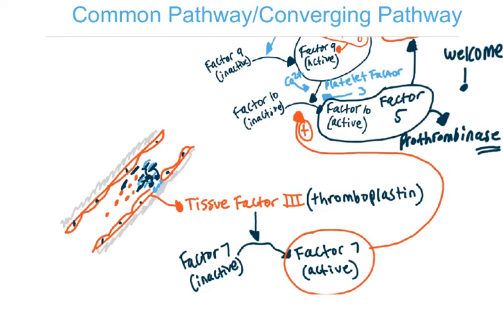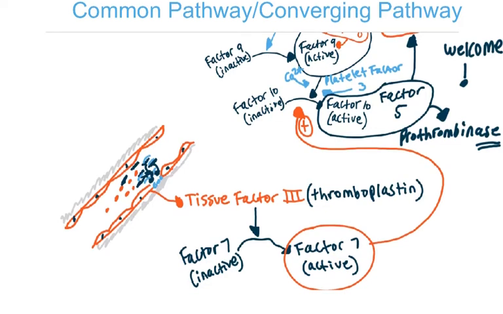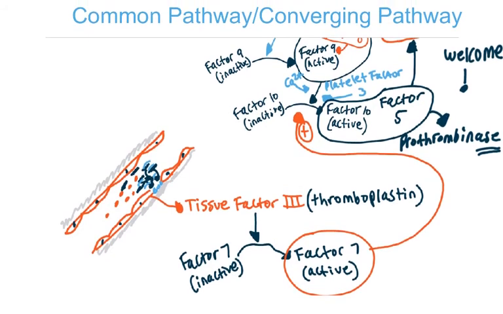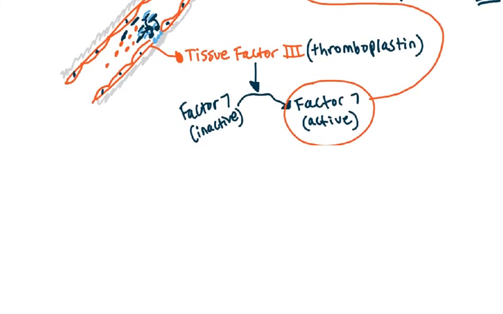We'll see that in this video as the final, converging, or common pathway. It's called many names, like final pathway, converging pathway, and common pathway, but we'll just refer to it as the common pathway. So let's write down what we have so far, leading to the extrinsic pathway and the intrinsic pathway.